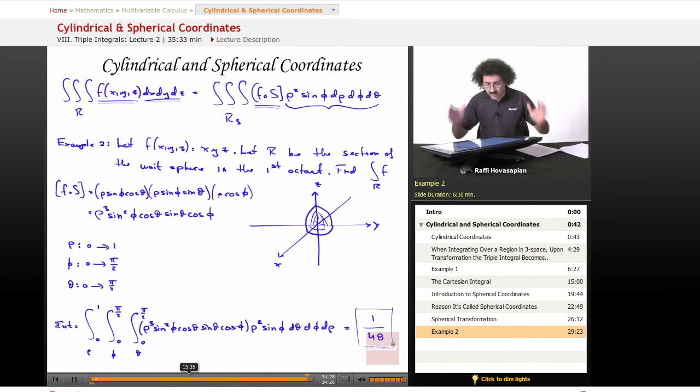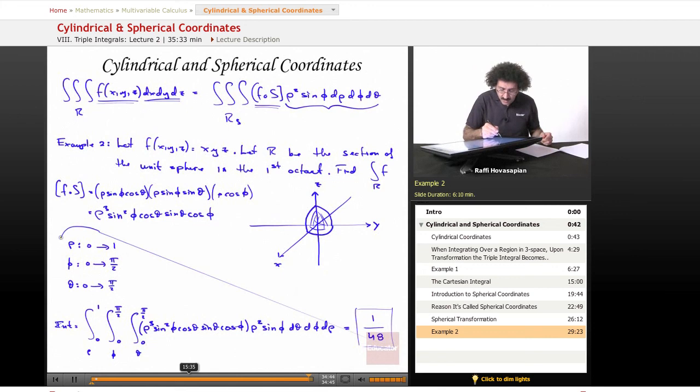That's all. Straight, simple. You just need to be able to take a look at a particular region and try to express that region, in this particular case, in spherical coordinates, and decide this part right here. Rho is going to go from what to what? Phi is going to go from what to what? Theta is going to go from what to what?